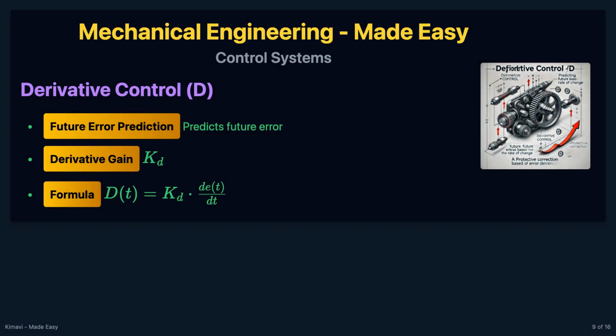The derivative term predicts future error by looking at how quickly the error is changing. It provides a control action proportional to this rate of change. The derivative gain, represented by Kd, controls the response based on how fast the error is changing. The formula is D(t) = Kd × the rate of change of the error with respect to time.